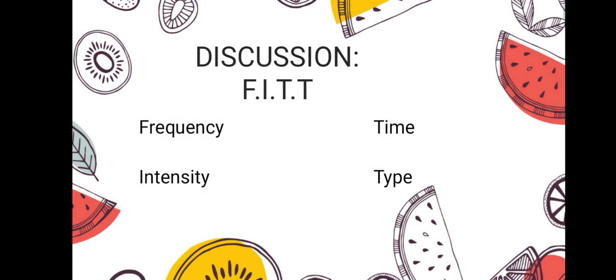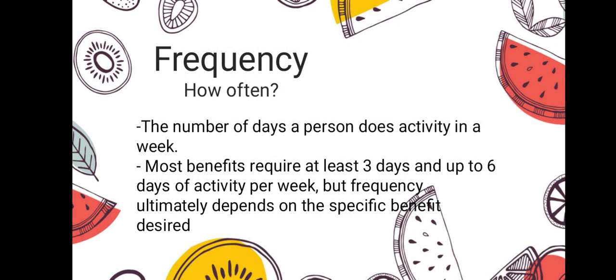This topic, movement enhancement, also has this discussion: FITT, or frequency, intensity, time, and type. Okay, frequency. What is frequency? Frequency is the number of days a person does activity in a week, and most benefits require at least 3 days and up to 6 days of activity per week. But frequency ultimately depends on the specific benefits desired.